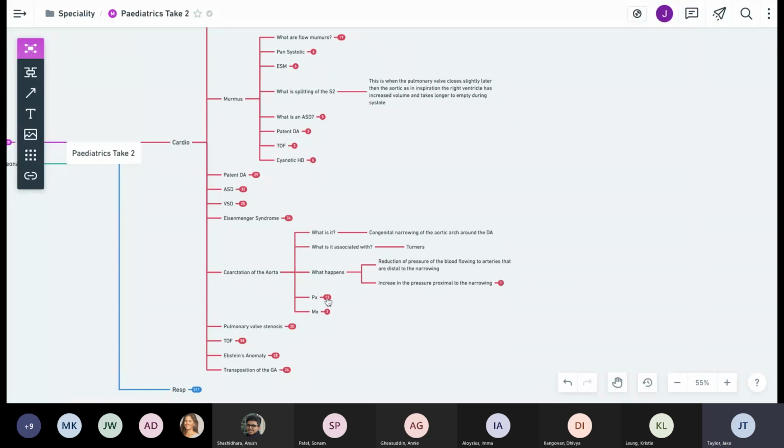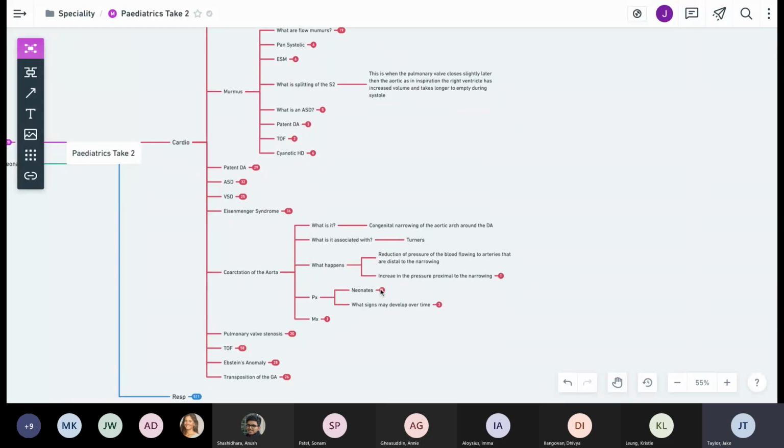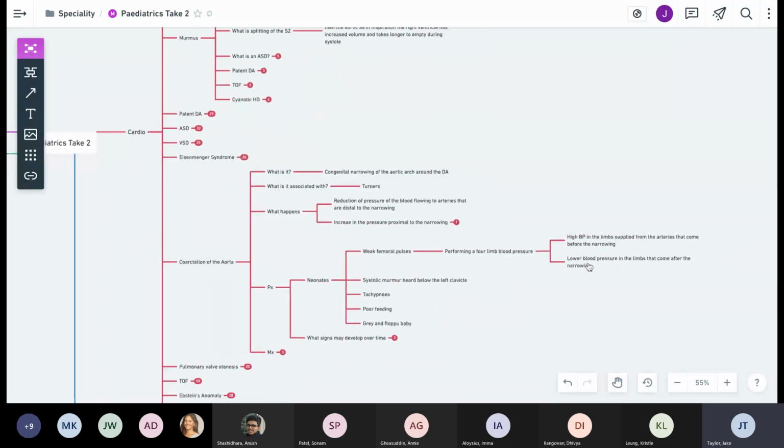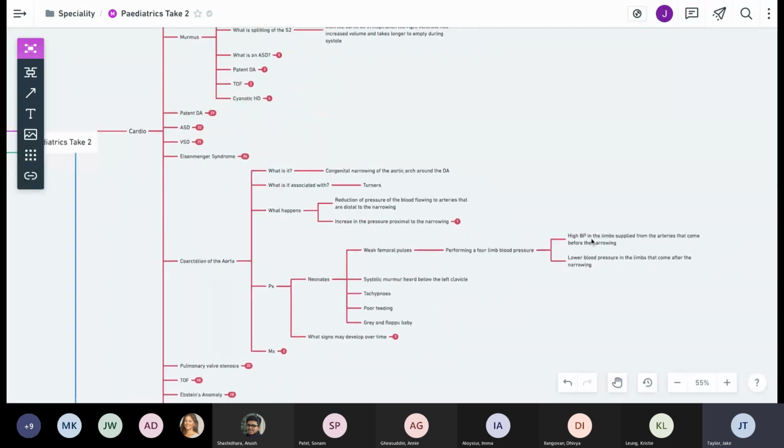Okay. These patients present in the neonates. So in the neonates, what they'll have is weak femoral pulses, which is picked up during a neonatal examination when they're born. So they measure the femoral pulses, and then they see how weak or how strong they are, and then also if there are any murmurs at all. So you perform a four-limb blood pressure, and there's a high blood pressure in the limbs supplied from the arteries that come before the narrowing, and a low blood pressure in the limbs that come after the narrowing. There's also a systolic murmur.